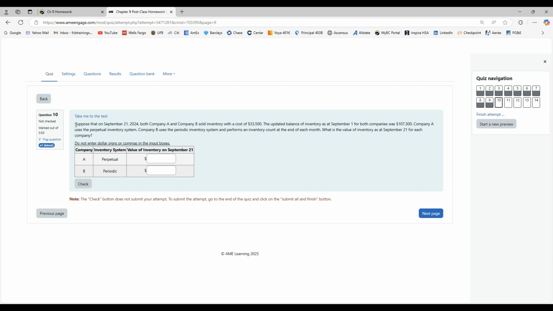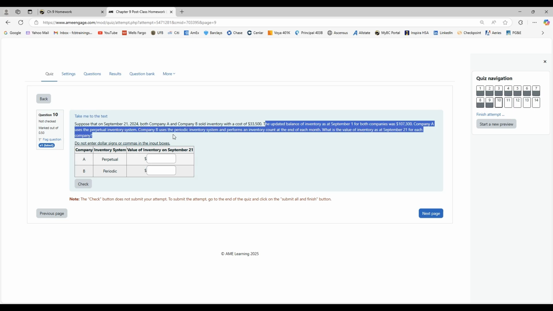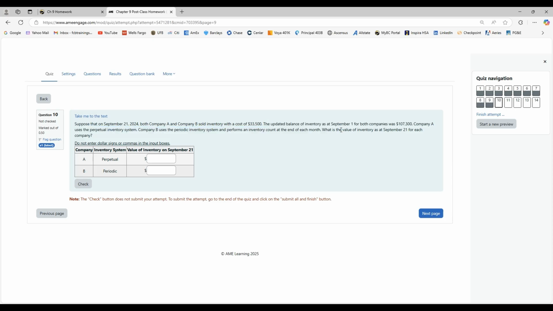Okay. Suppose that on September 21st, both Company A and B sold inventory with a cost of $33,500. The updated balance of inventory at September 1st was $107,300. Company A uses the perpetual system, and Company B performs an inventory count at each month. What is the value of inventory as of September 21st?